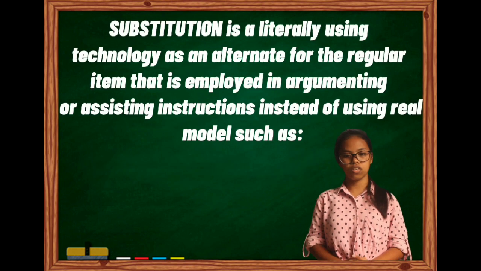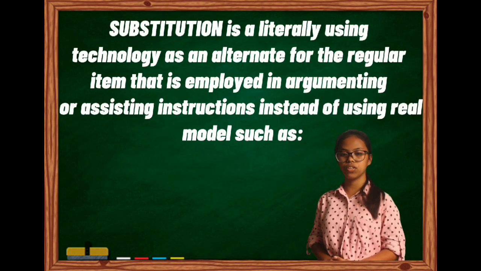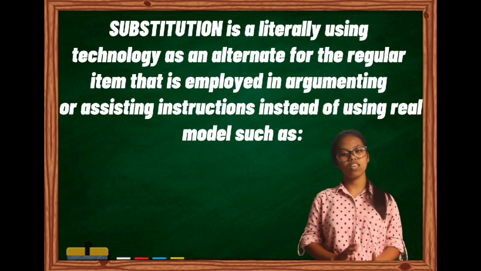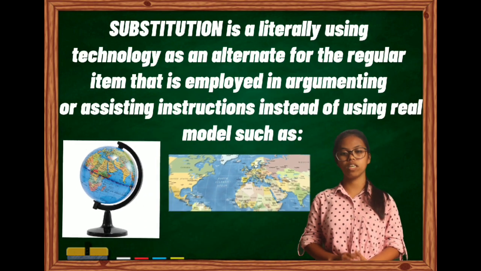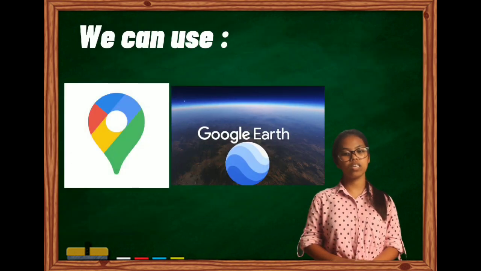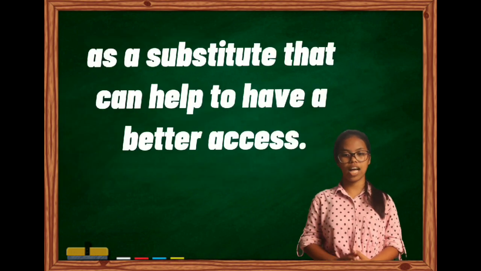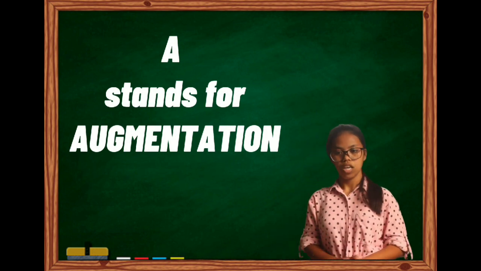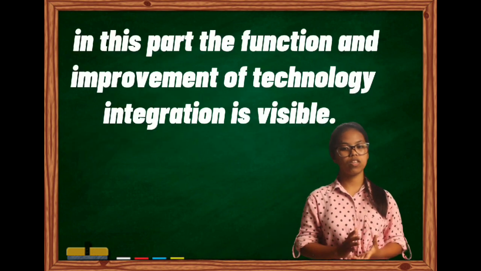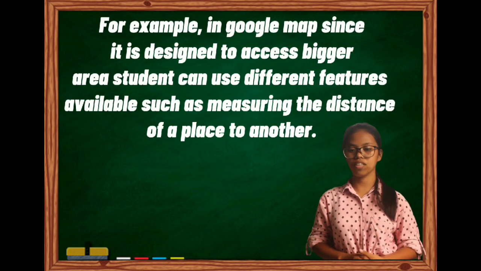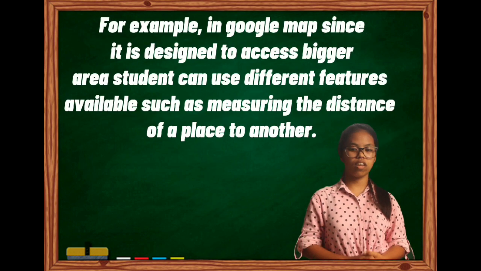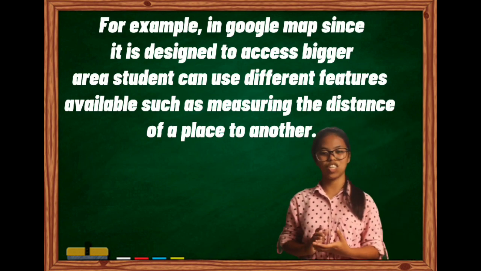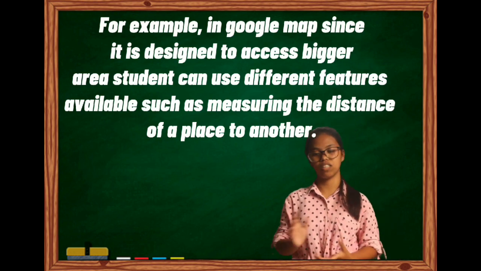Substitution is literally using technology as an alternate for the regular items that are employed in augmenting or assisting instruction. Instead of using real models such as globes and maps, we can use Google Maps or Google Earth as a substitute that can help to have better access. A stands for augmentation. In this part, the function and improvement of the technology integrated is visible. For example, in Google Maps, since it is designed to access bigger areas, students can use different features available, such as measuring the distance from one place to another.